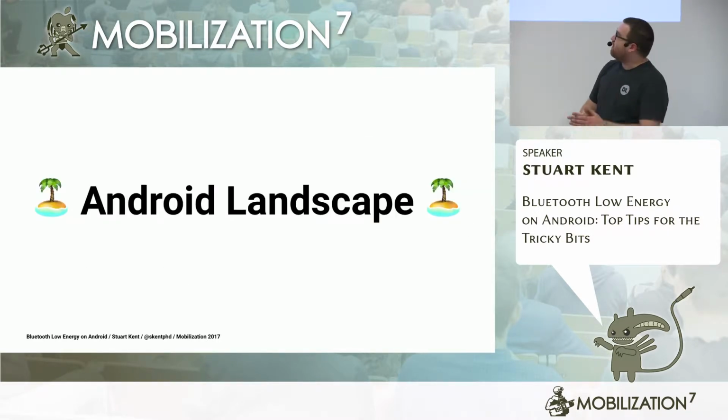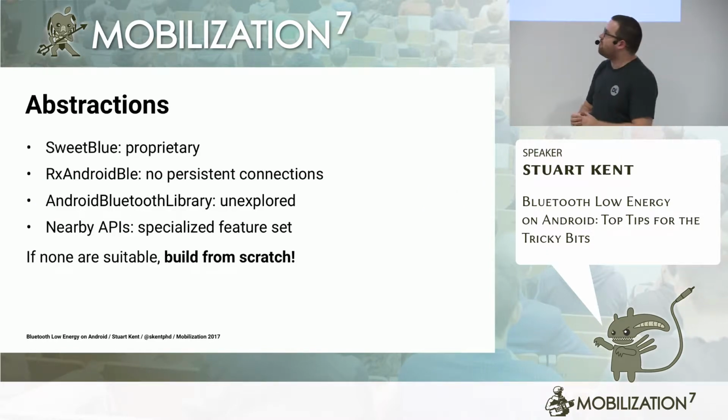So let's talk a little bit about the Android landscape right now as it pertains to Bluetooth Low Energy. There are a bunch of abstractions already available to us. I'll run through them pretty quickly. SweetBlue is a very full-featured abstraction, but it's a proprietary library, so you have to license and pay for it if you want to use it. RX Android BLE is a popular option, but because of the way it's built as a reactive library, it doesn't actually allow you to hold a persistent connection between a central and a peripheral, which was problematic for us. It may not be problematic for you, but it was for us.